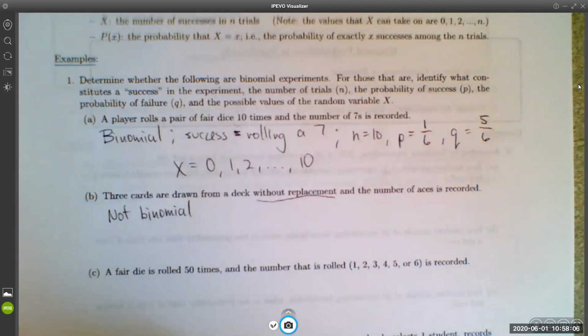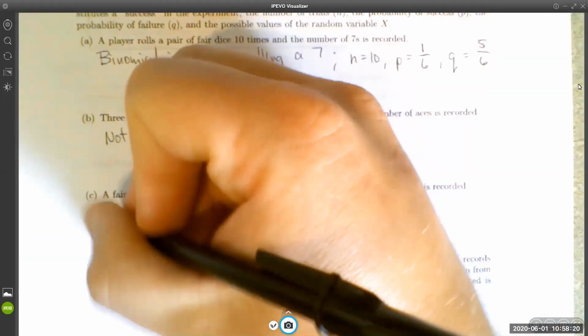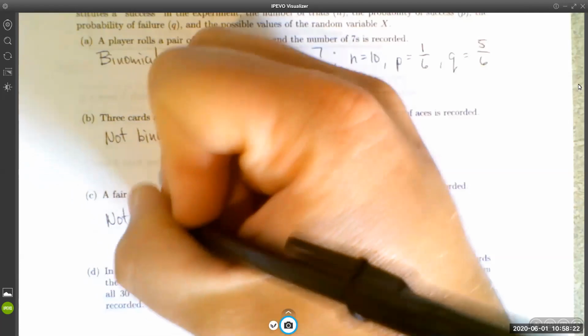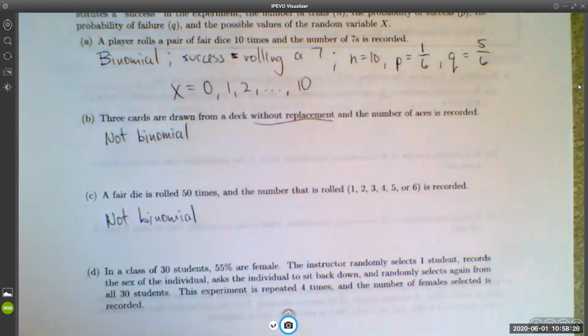Part C says a fair die is rolled 50 times and the number that is rolled, 1, 2, 3, 4, 5, or 6, is recorded. Okay, so again, this one is not binomial. Go ahead and give the video a pause. See if you can figure out why it's not binomial.